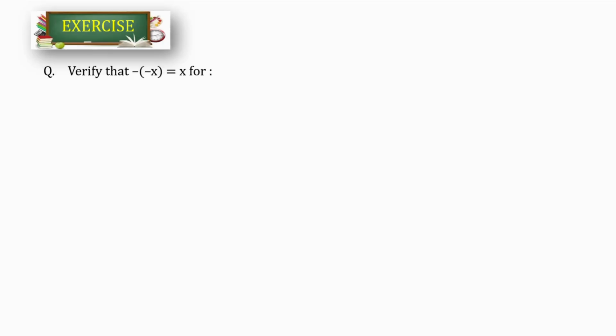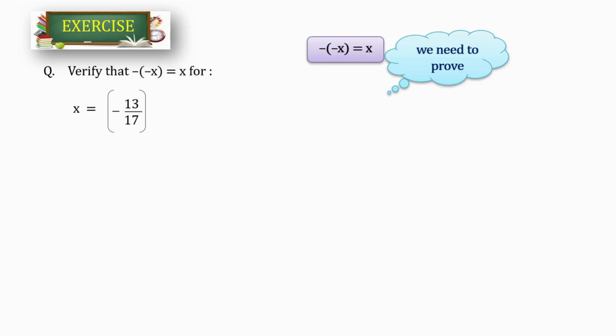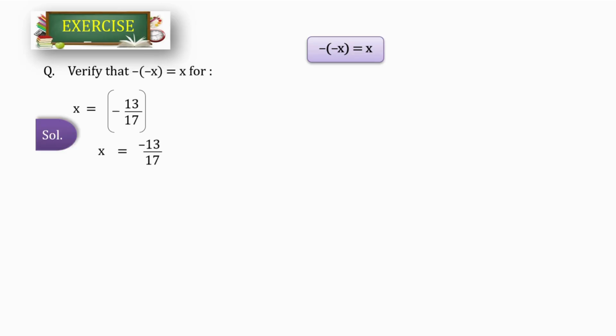Now module 6. Exercise. Verify that minus of minus x is equal to x for x equal to minus 13 by 17. So basically what we need to do, we need to prove that minus of minus x equal to x. So what we need to do, we need to multiply minus 1 on both sides.